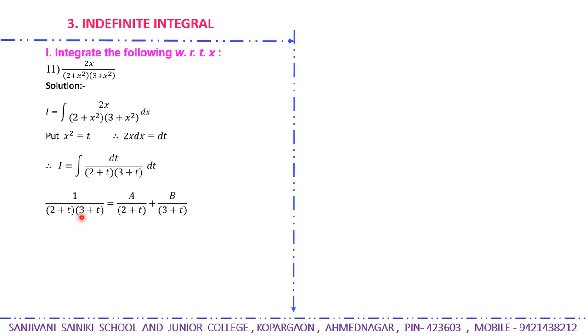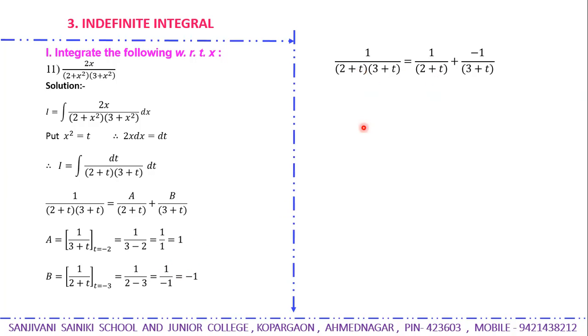1 upon 2 plus t into 3 plus t is equal to a upon 2 plus t plus b upon 3 plus t. To find the value of a, we will put t is equal to minus 2 in this part. And to find the value of b, we will put t is equal to minus 3 in this part. So these are the values of a and b.